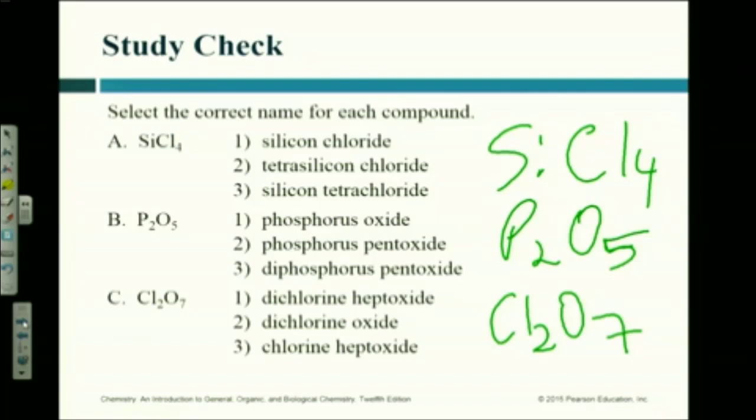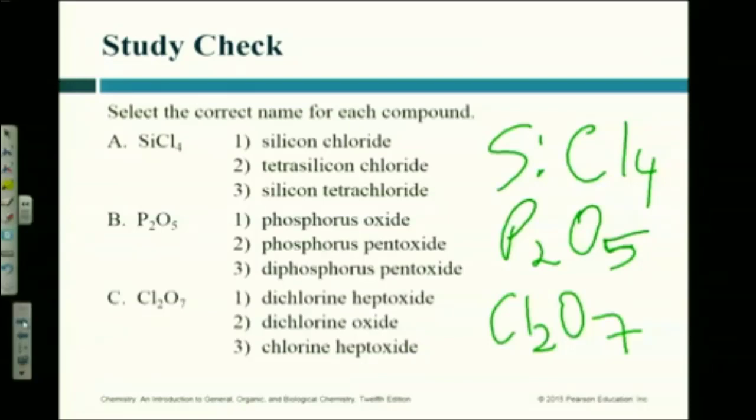7. Well, the second option doesn't have a 7 there, does it? And whether I knew that the prefix for 7 was hepta or not, I could discriminate between 1 and 2. So the answer is dichlorine heptoxide. Okay.